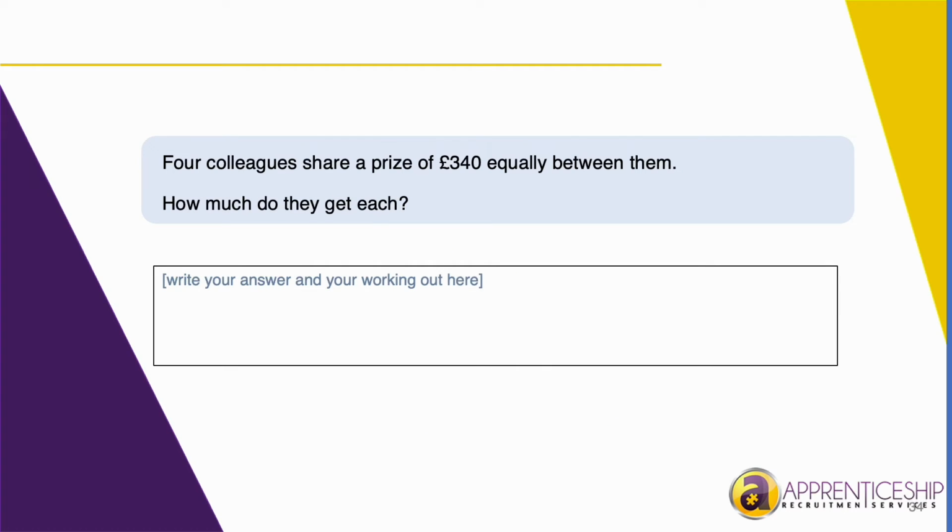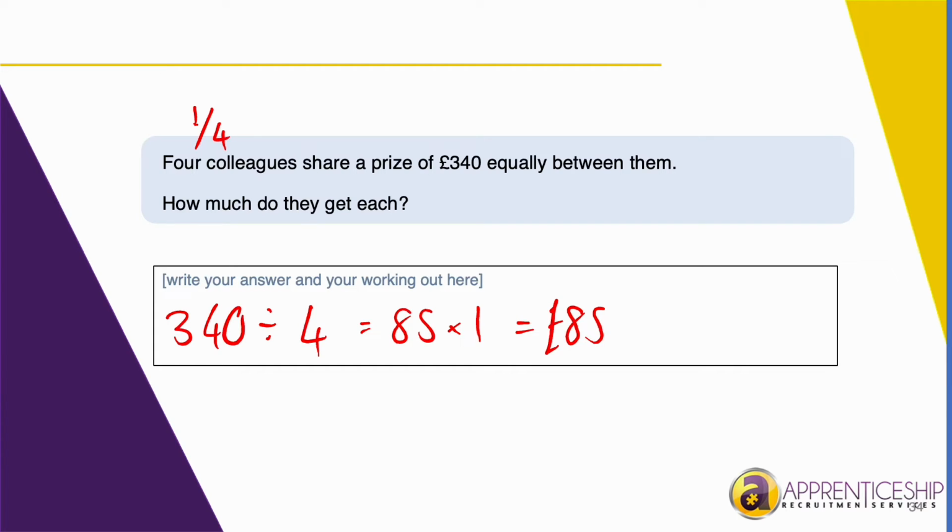Okay, 4 colleagues share a prize of £340 equally between them. How much do they each get? So if it's 4 colleagues, they're going to get 1 out of 4. So 340 divided by the bottom number, which is 4, is 85, times by the top number, not going to change it, so they all end up with 85.